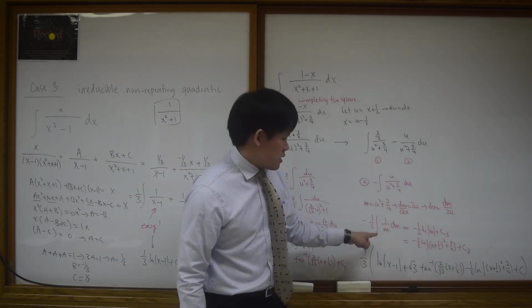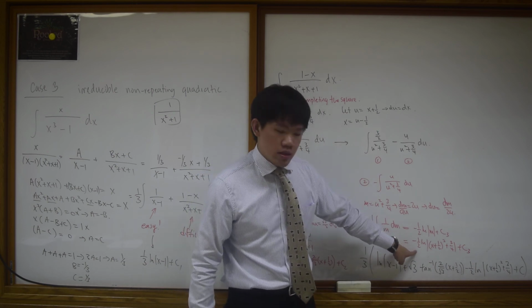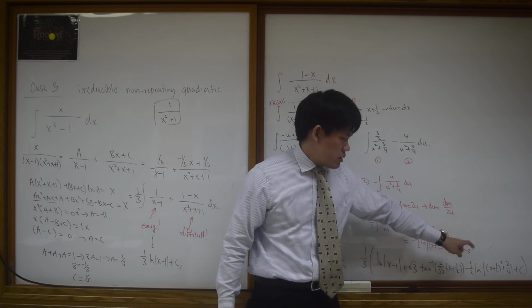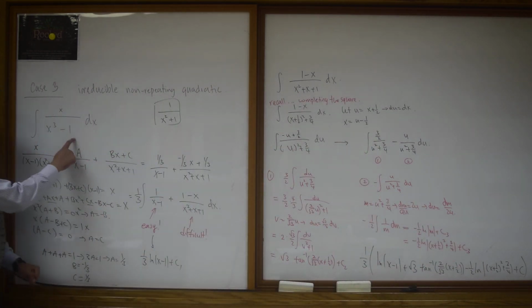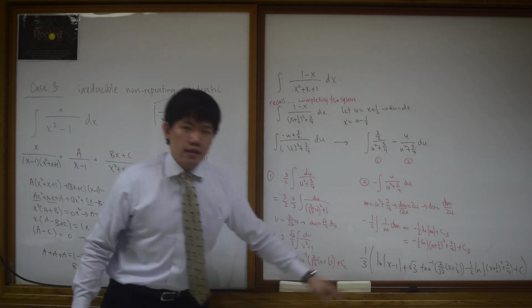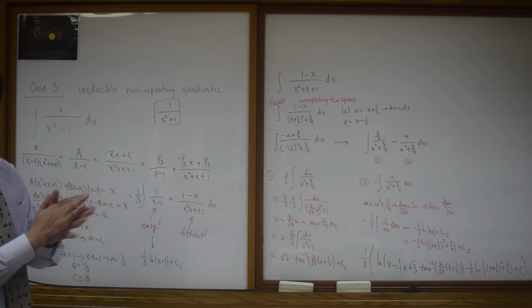And then my second term here is going to be negative 1 half natural log of (x plus 1 half) squared plus 3/4, and that's how I end up with this. Therefore, this integral here is equal to this. And that concludes the last demonstration of irreducible non-repeating quadratics.